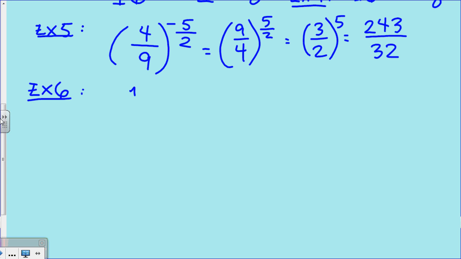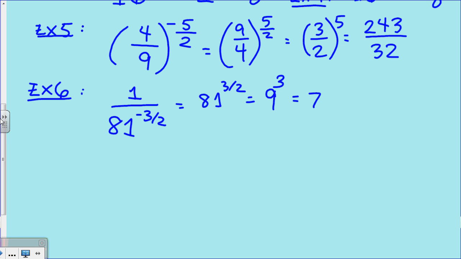Okay, what if I have 1 all over 81 to the negative 3/2? Where does that negative exponent carry? On the top. Instead of saying the negative 3/2, which root is it? Square root. What is the square root of 81? 9. First, let me flip it. The square root is 9. Now let's cube it. And 9 cubed gives us 729.